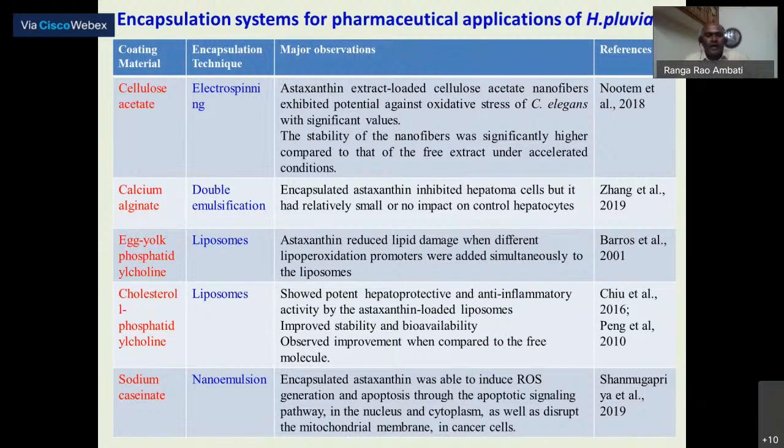hepatocytes. And astaxanthin reduced lipid damage when different lipid peroxidation promoters were added simultaneously to the liposome. Others showed antioxidant, hepatoprotective and anti-inflammatory activity with astaxanthin-loaded liposome nanoparticles, with improved stability and bioavailability when compared to the free form of astaxanthin. Encapsulated astaxanthin was also able to induce reactive oxygen species generation and apoptosis through apoptotic signaling pathways. These are some of the studies reporting astaxanthin from Haematococcus for pharmaceutical applications using nanocapsule systems.